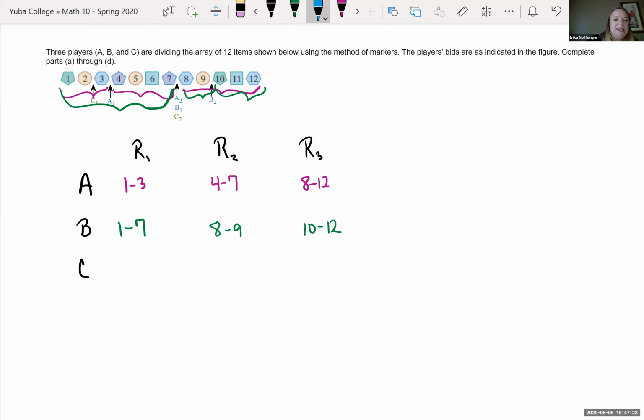And then player C, they put their first marker after 2. So 1 through 2 would be round 1 for them. So 3 to 7 would be round 2, and then 8 through 12.